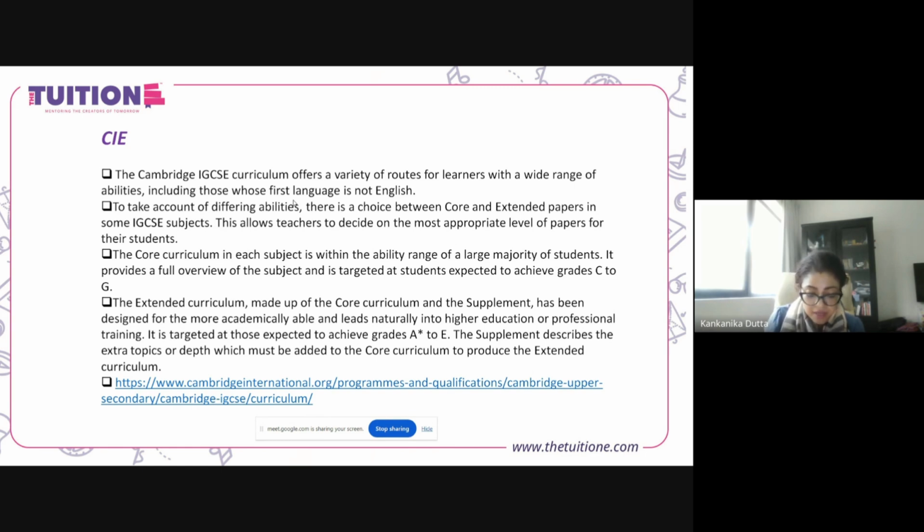Grading, CIE and Edexcel IGCSE both use their own grading system. CIE is A star to E, whereas Edexcel IGCSE has the numerical grading. Both are equally recognized, definitely, but you will have more students from Edexcel IGCSE than CIE because it is a more recognized board. Okay, so these are the main differences.